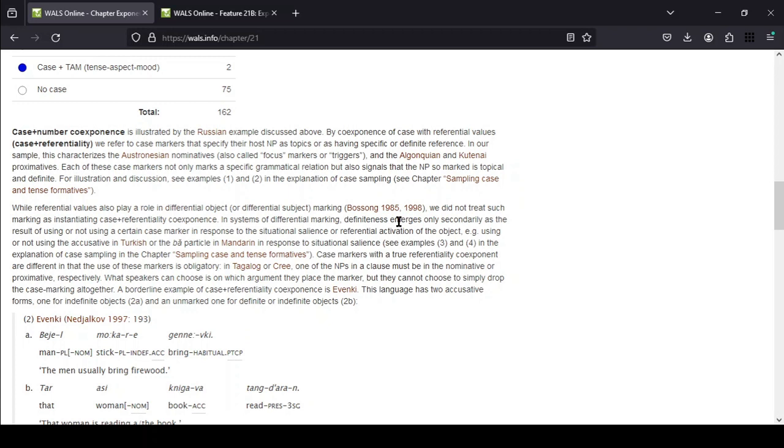Okay, that makes sense. Each of these case markers not only marks a specific grammatical relation, but also signals that the NP so marked, that's such a weird way to say that, but also signals that the NP so marked is topical and definite. For illustration and discussion, see examples 1 and 2 in the explanation of case sampling.